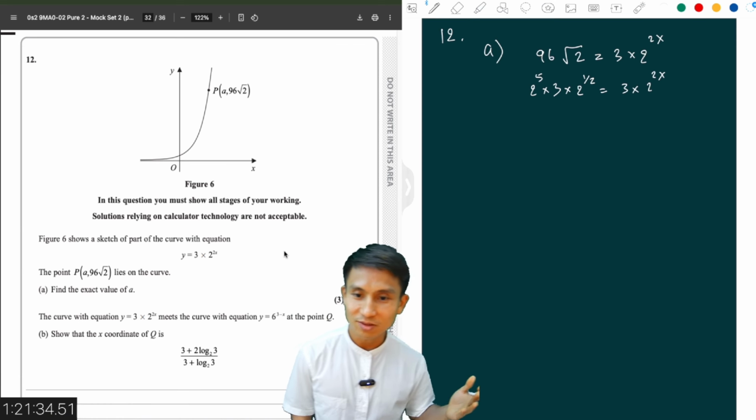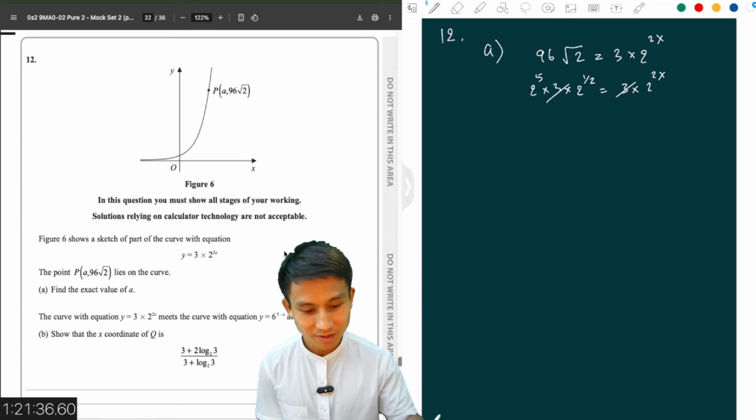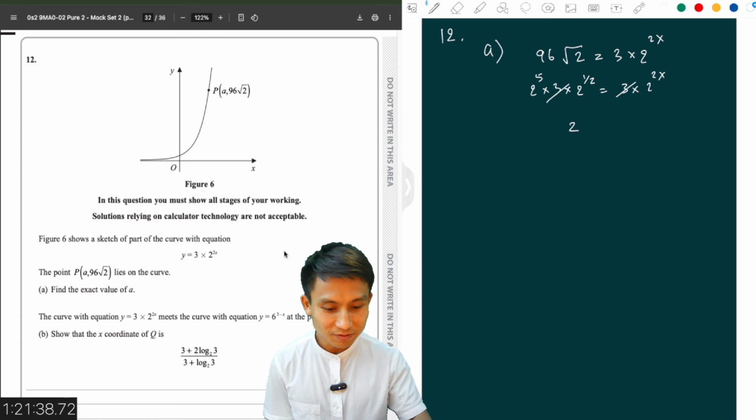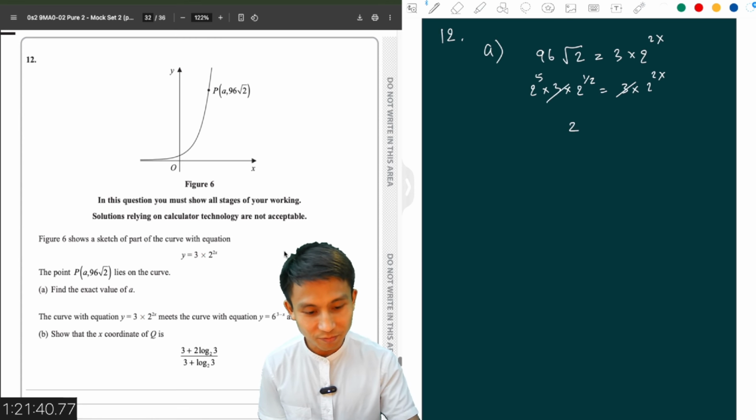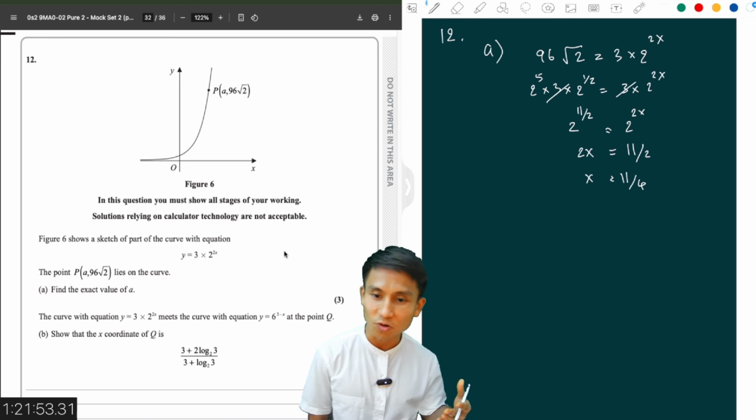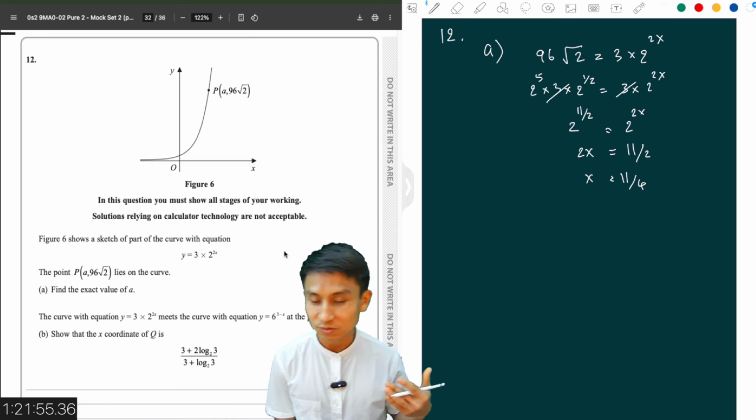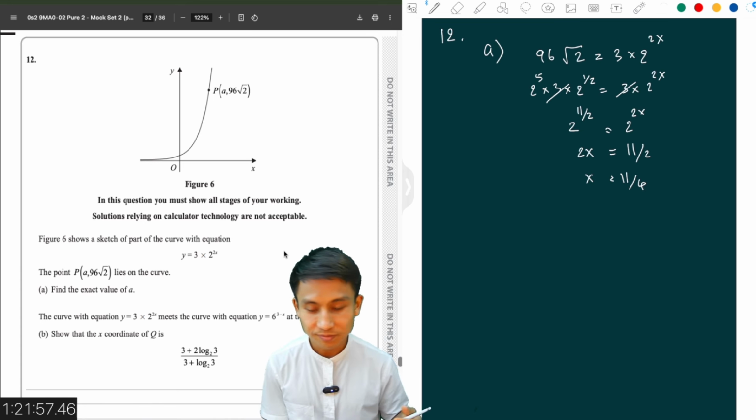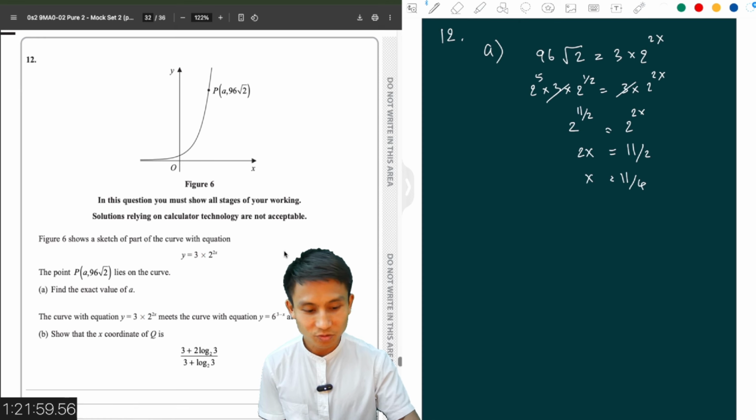As you can see, the 3 cancel, and the power on the left is just 5.5. So 5.5 is 11 over 2, equals 2 to the power of 2x. So we equate 2x equals 11 over 2, so x is 11 over 4. That is how to solve it using laws of exponents or laws of indices. That's done for part A.